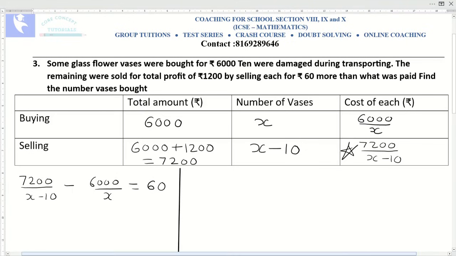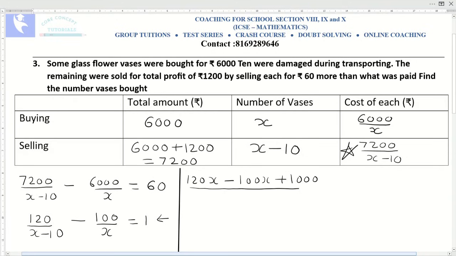Let us do the cross multiplication. We can divide the whole equation by 60. That comes to 120 upon x minus 10, as I have divided the numerator by 60, minus 100 upon x is equal to 1. I hope this step is clear students. So on cross multiplication we get 120x minus 100x plus 1000 upon x square minus 10x is equal to 1. I hope this is clear students.